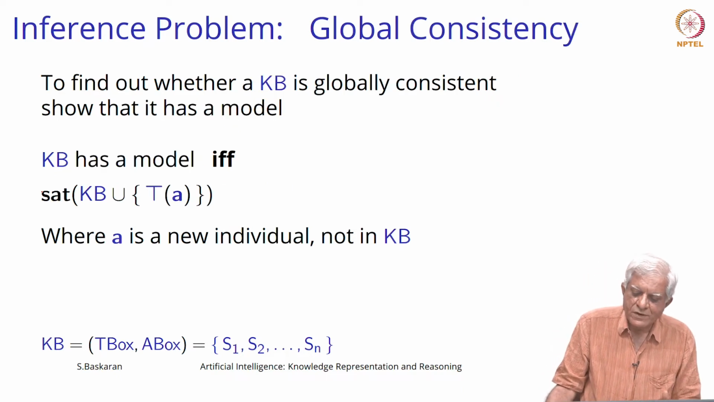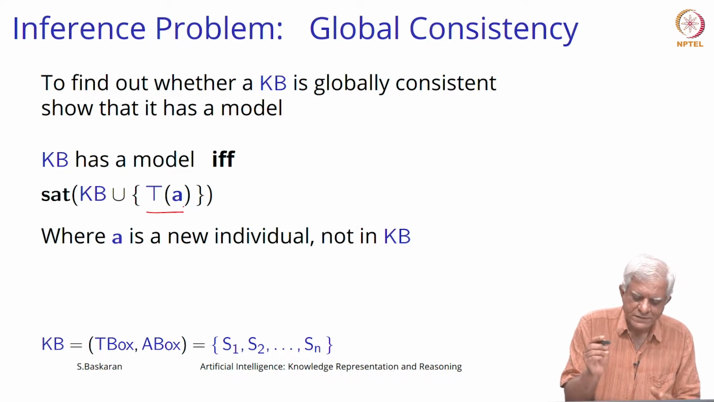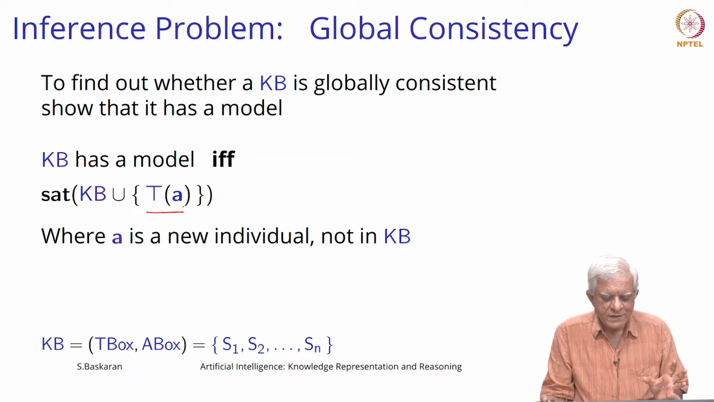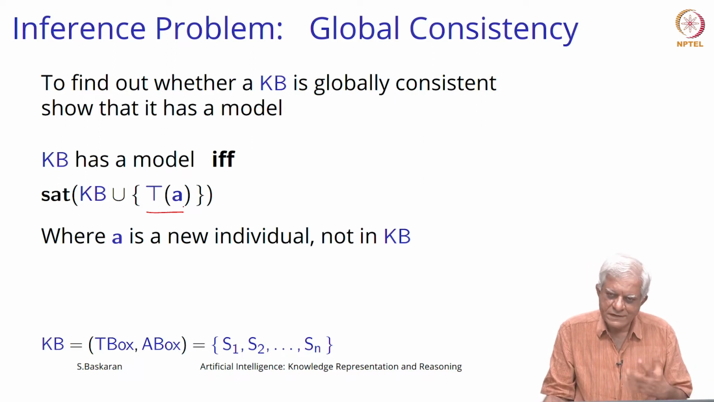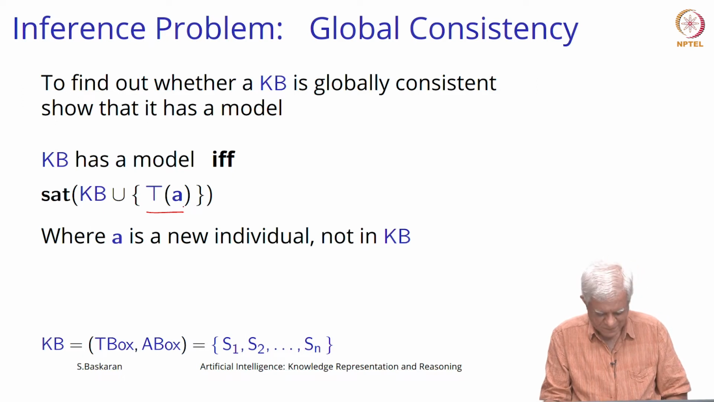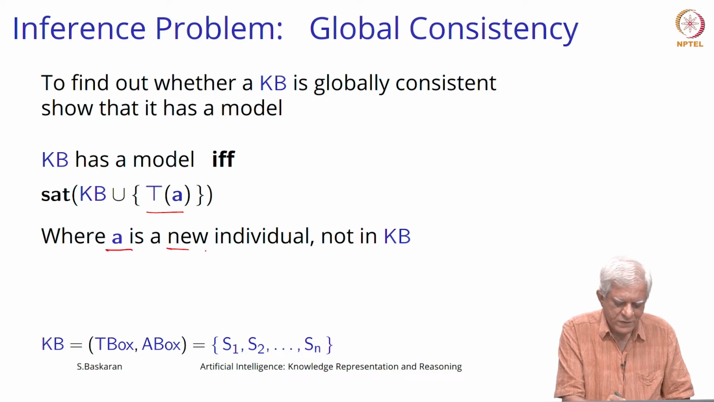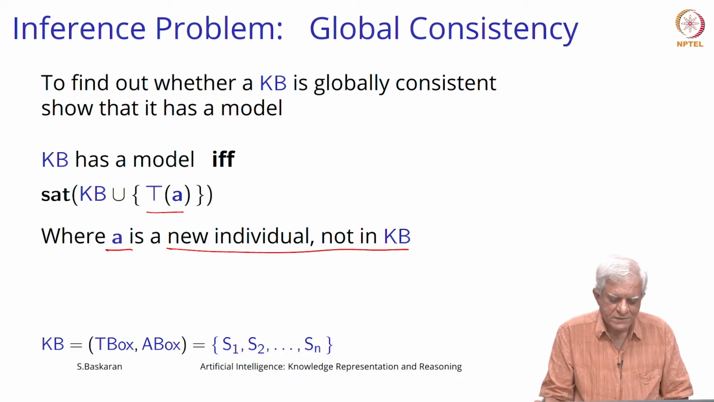To find out whether a knowledge base is globally consistent, we will essentially say that there exists some element somewhere in the domain, and if that is satisfiable, then the knowledge base is globally consistent, where A is a new individual not already mentioned in the knowledge base.